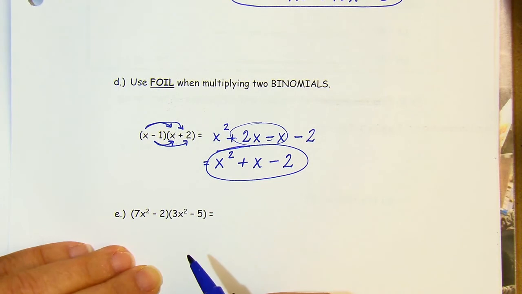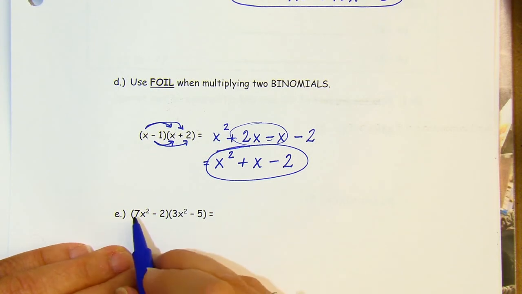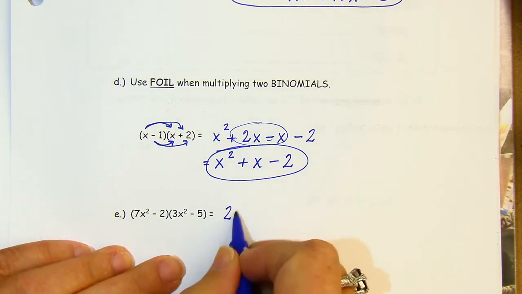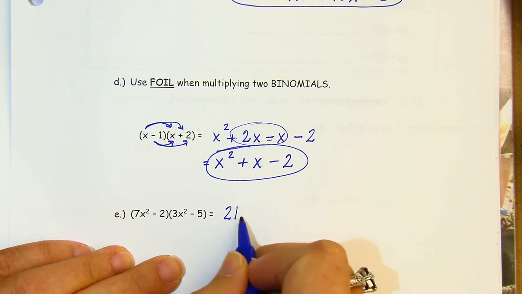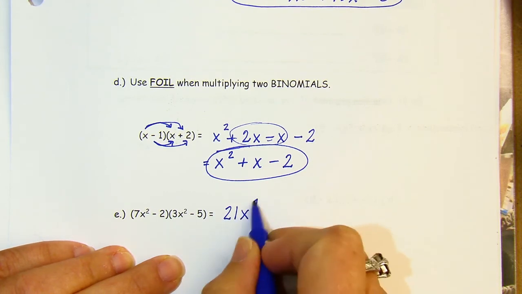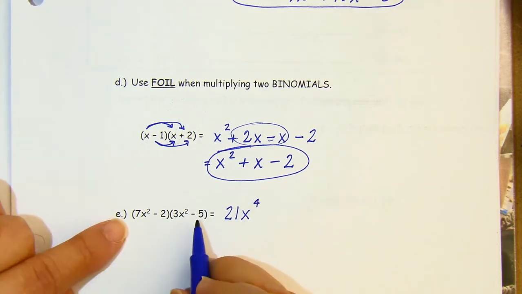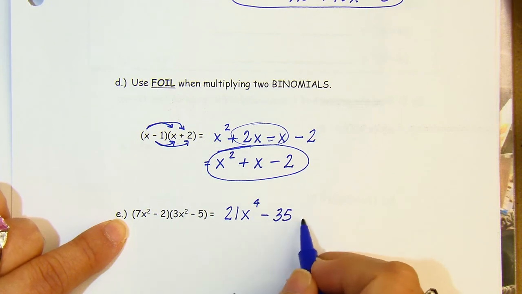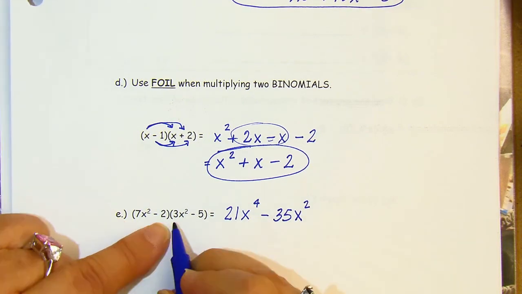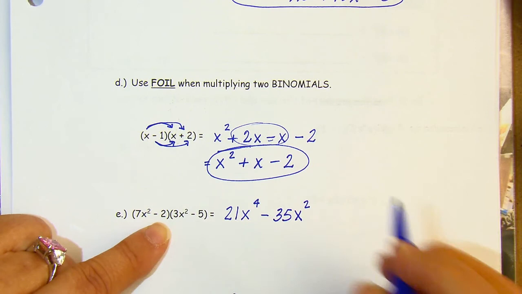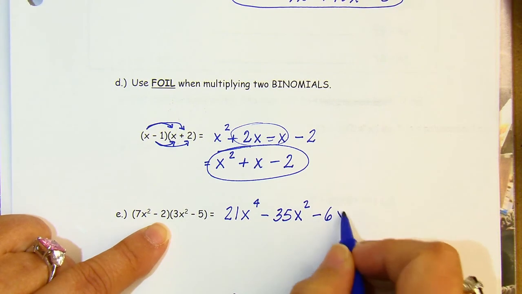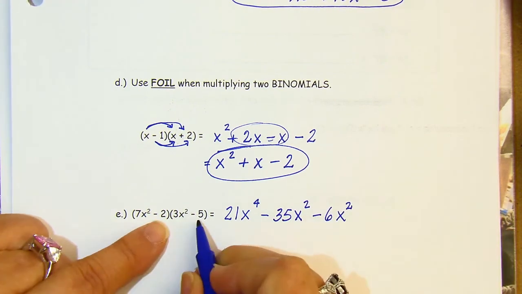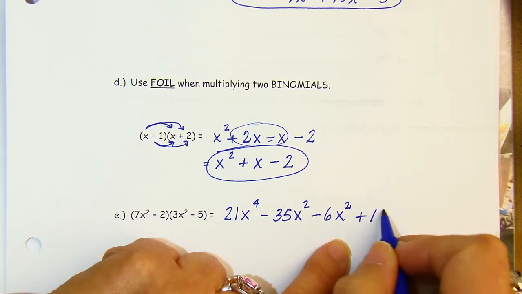Okay, FOIL again. 7 times 3, 21. X squared times x squared, x to the power of 4. 7 times 5, 35. It's negative. X to the power of 2. 3 times 2, 6. It's negative. X to the power of 2. 5 times 2, 10. It's positive.